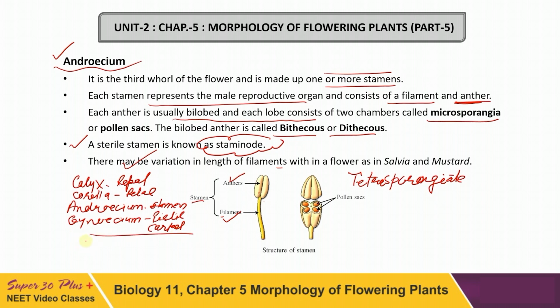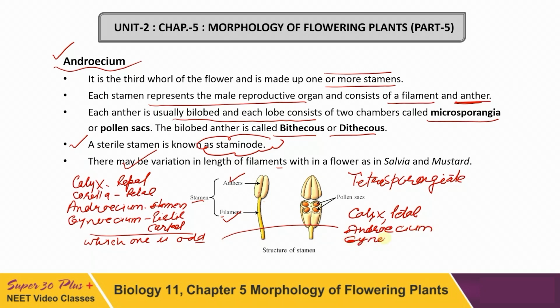Now related to this, these are basic things, but an important question came in examinations many times. The question is, which one is odd? Suppose the 4 options are there: calyx, then petal, then androecium, and let this one be gynoecium. Can you tell me which one is odd out of these 4? It's very easy. The odd one is petal, because petal is a member, while calyx, androecium, and gynoecium are the complete whole. So you have to remember it.